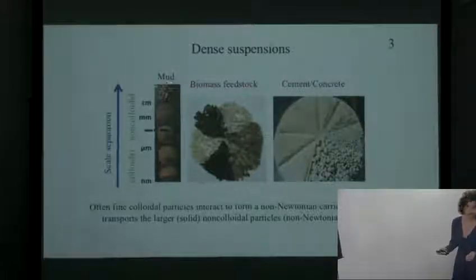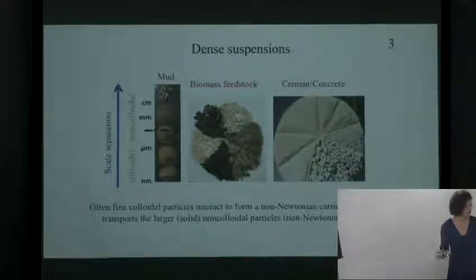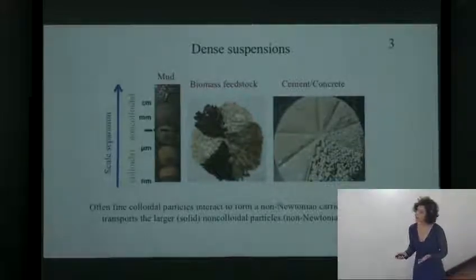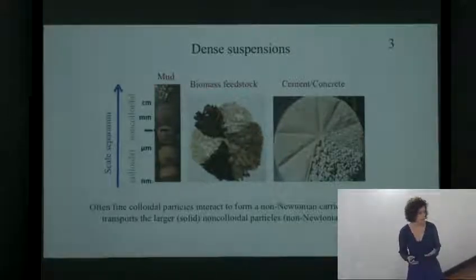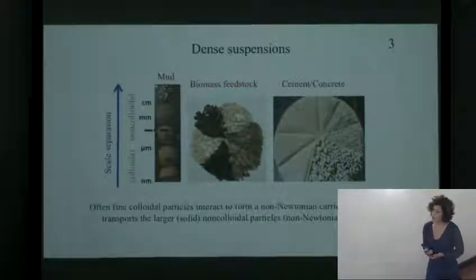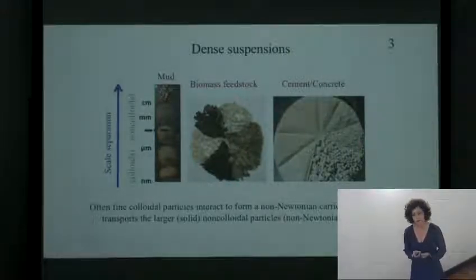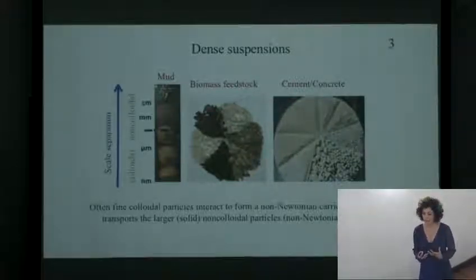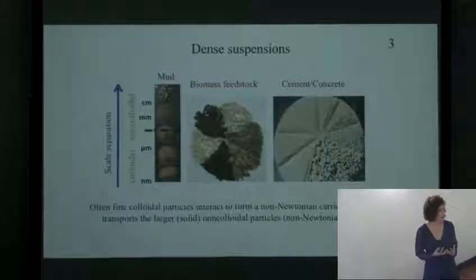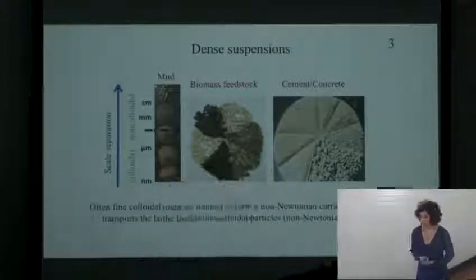For example, in mud that we find in mudslides, landslides, submarine avalanches, or in biomass feedstock that we use to convert biomass into fuels, or the concrete that is the cement paste and aggregates. So in all of these examples, the fine colloidal particles interact to form a non-Newtonian matter, which itself drags along larger non-Brownian or non-colloidal particles. So we are dealing with a complex system of particles suspended in a non-Newtonian matter, hereafter non-Newtonian slurries.